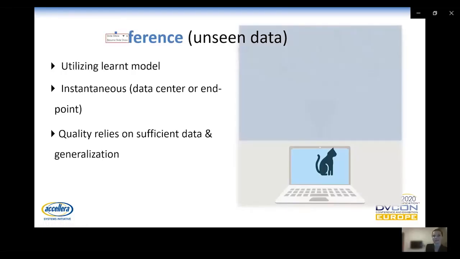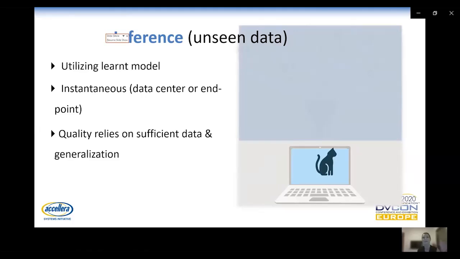The last step is the inference. The inference, as I said, is applying the learned model on the unseen data. It's usually a very short task. It could happen either in the data center, in the cloud, or actually at the end device. And we will see a few examples of that.